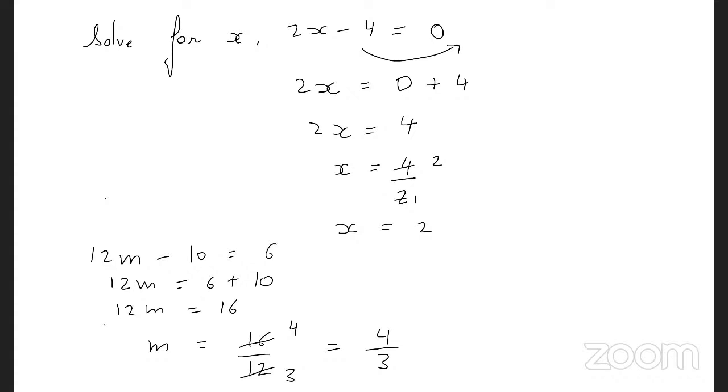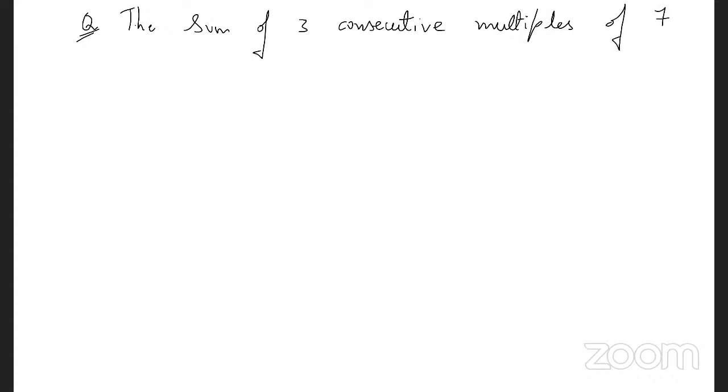Suppose, look at this question. The sum of three consecutive multiples of 7 is 63. Find these multiples.